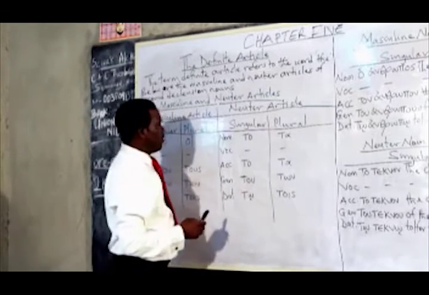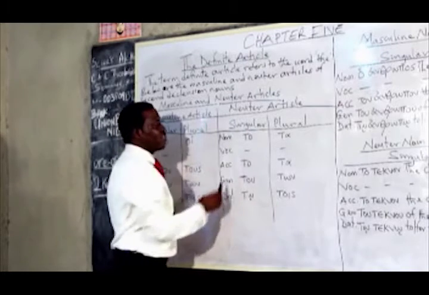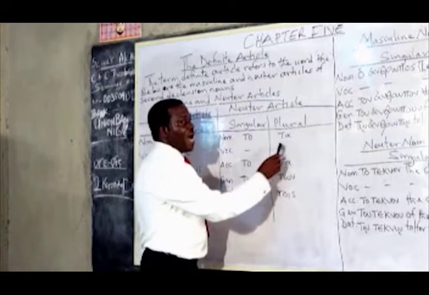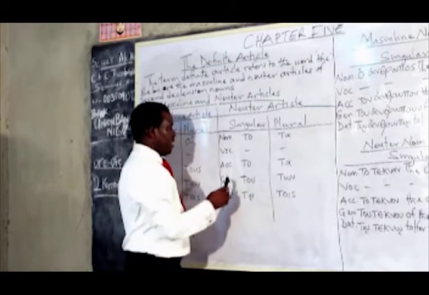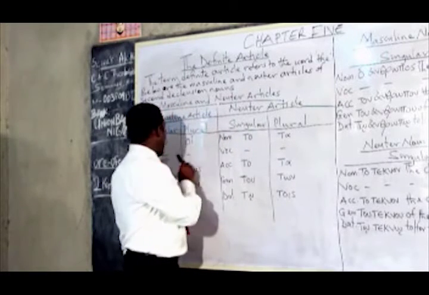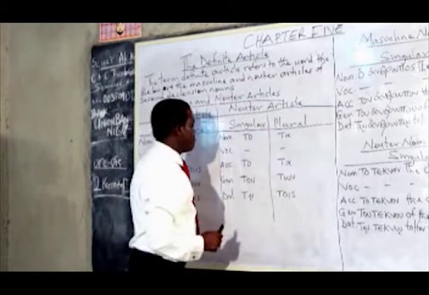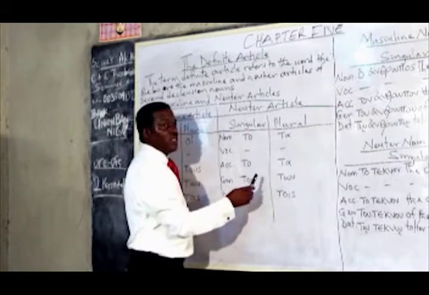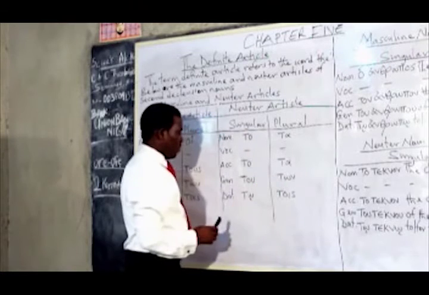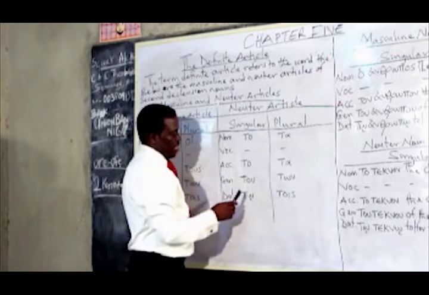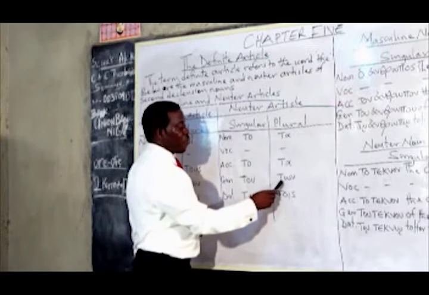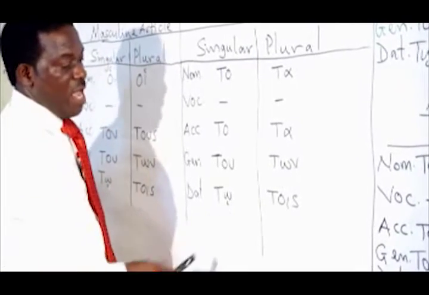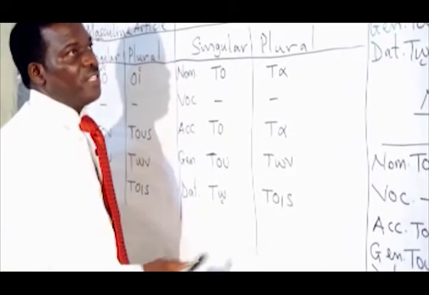Neuter article, singular and plural. The nominative singular is to, while the plural is ta. Vocative does not have an article. That's why I put that. Accusative, the singular is to and the plural is ta. Genitive, the singular is tou, while the plural is ton. Dative, the singular is tō, and the plural is tois.